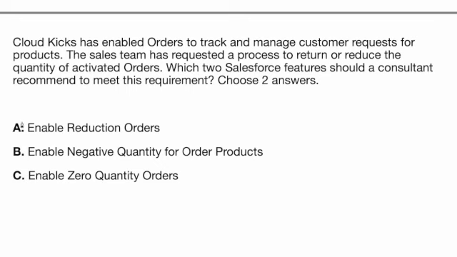And that's enabling reduction orders and enabling zero quantity orders, not negative quantity for order products. So negative quantity for order products lets your sales team add order products with quantities of less than 0. So that's not really what we need here to return or reduce the quantity of activated orders. So this is another one you would have to just memorize. Reduction orders and zero quantity orders go together to do returns or reductions.